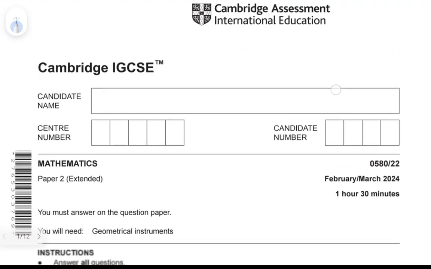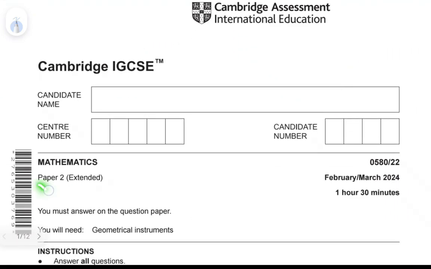So that marks all the questions of Maths Paper 2 Extended of February and March 2024.